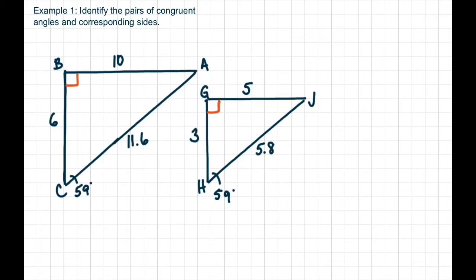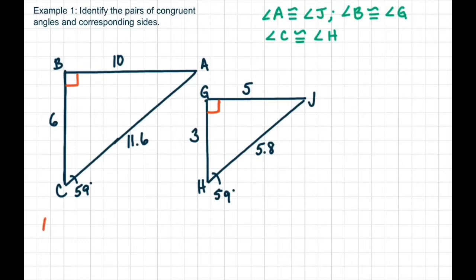So then I'm going to write that out. Angle A is congruent to angle J, angle B is congruent to angle G, and angle C is congruent to angle H. Now I have to make sure that all the corresponding sides are proportional to each other. So I'm going to look at my first set, and I look at AB, and that corresponds to JG.